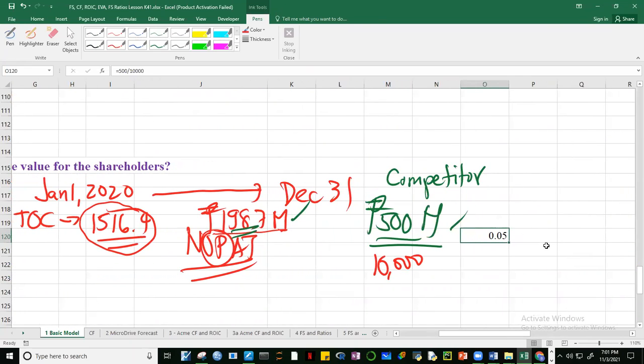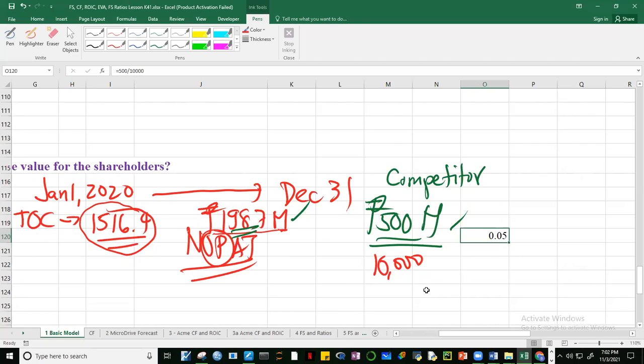So the lesson here, guys, is to notice the fallacy of just comparing one figure. That's why we have ratios. We were able to generate 198.7 million NOPAT based on a given capital of 1516. Our competitor had 500 million, but they have a given capital of 10,000 million. So that's 10 billion, as compared to our 1.5 billion. They were given a greater amount of TOC, and yes, they generated an algebraically greater amount of NOPAT.